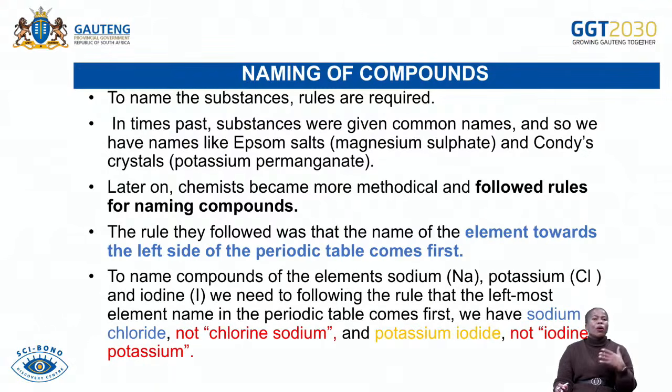Now, to name compounds of the elements, for example with sodium, potassium, chlorine, iodine, we needed to follow certain rules. Remember, we said that the ones that are further left will come first. Hence, we came up with the name sodium chloride, when sodium is chemically bonded with chlorine. We could not say chlorine sodium. Why? It's because sodium is further to the left-hand side of the periodic table as compared to chlorine. So sodium had to come first before chlorine.